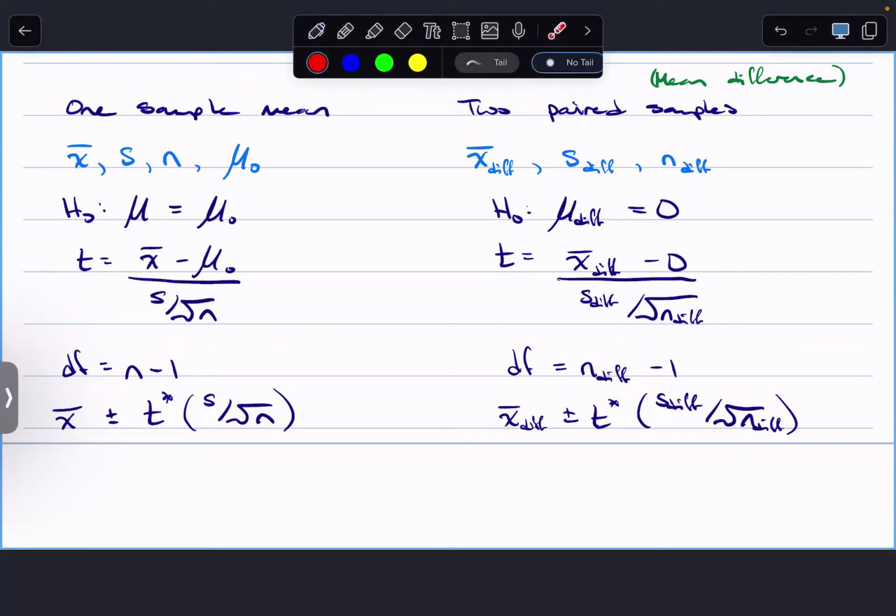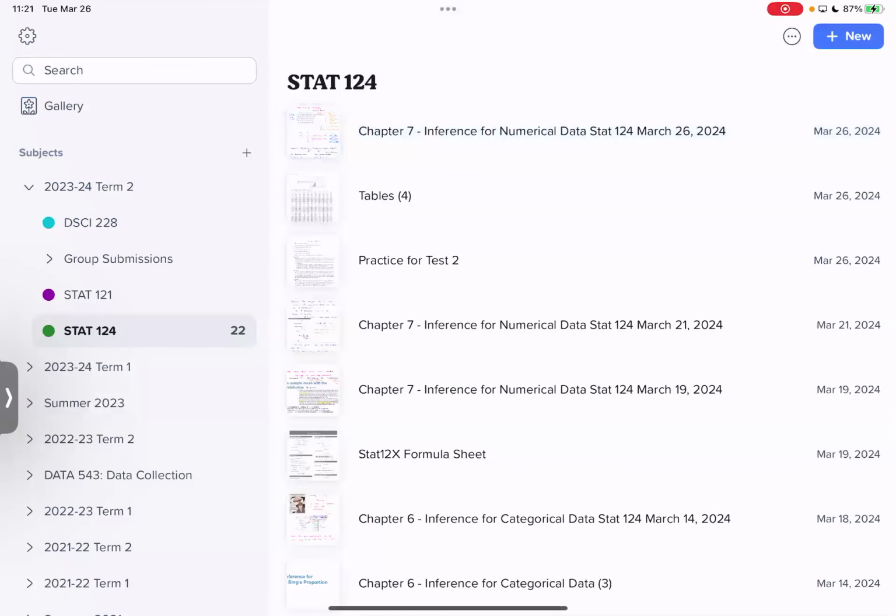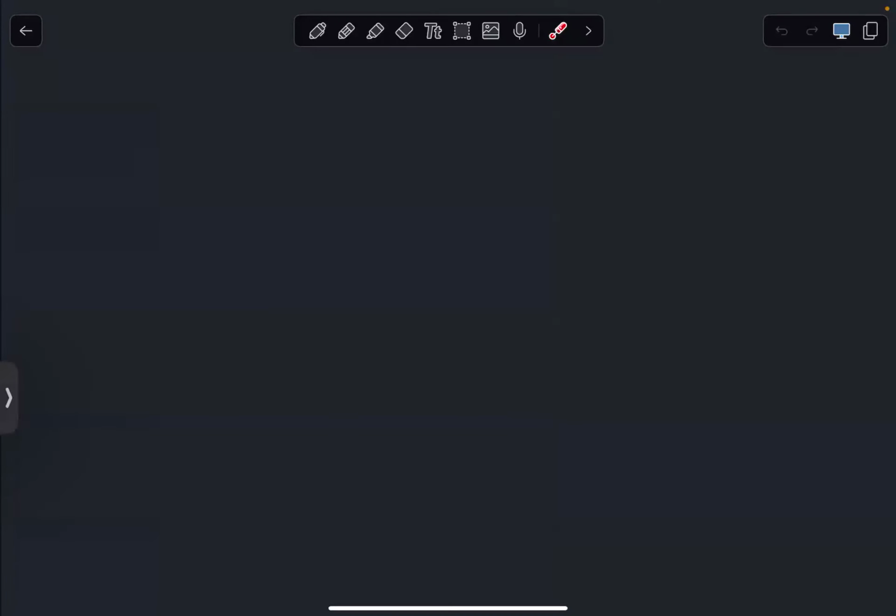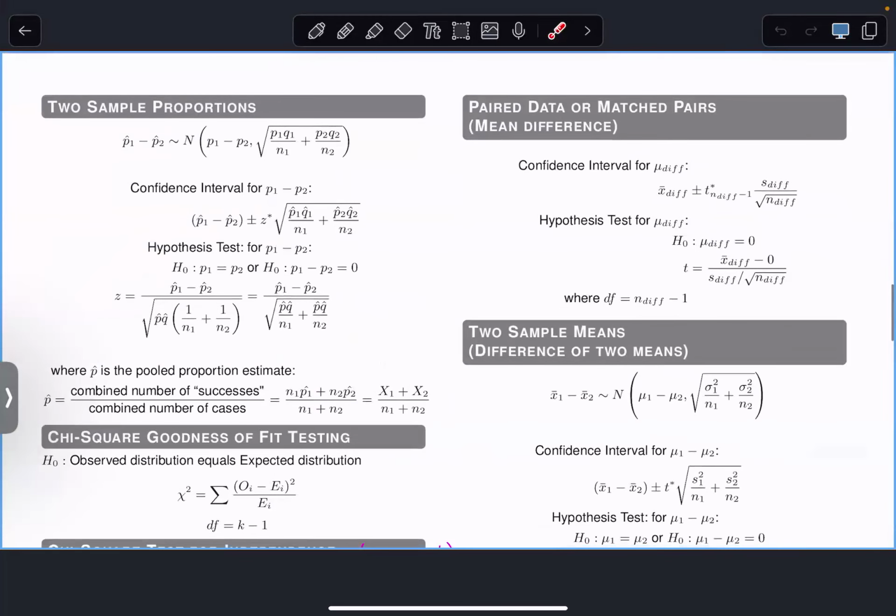Okay. I'm just going to go and see if I have minus 0 or if I just have the X bar diff on the formula sheet. Who knows? How am I to know? Let's see here. I do have minus 0. You don't have to, it doesn't do anything. But it highlights you're seeing how far this difference is from 0.